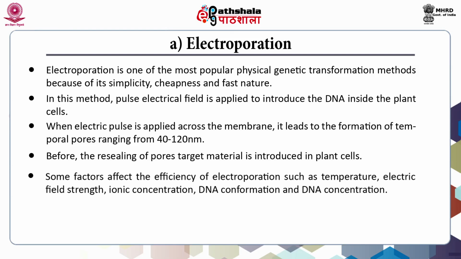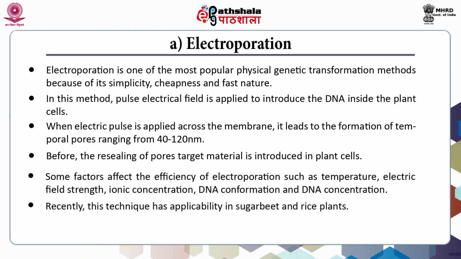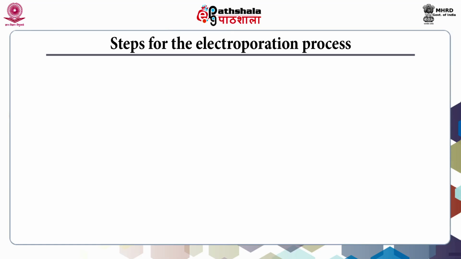Some factors affect the efficiency of electroporation, and these factors are temperature, electric field strength, ionic concentration, DNA conformation and DNA concentration. Recently this technique has been applied in sugar beet and rice plants. Coming to the next slide, what are the different steps that are required during electroporation?